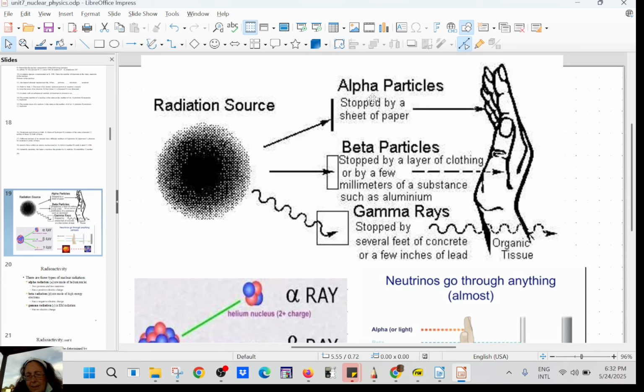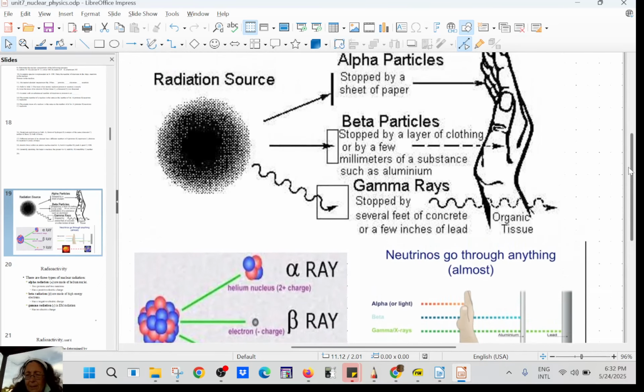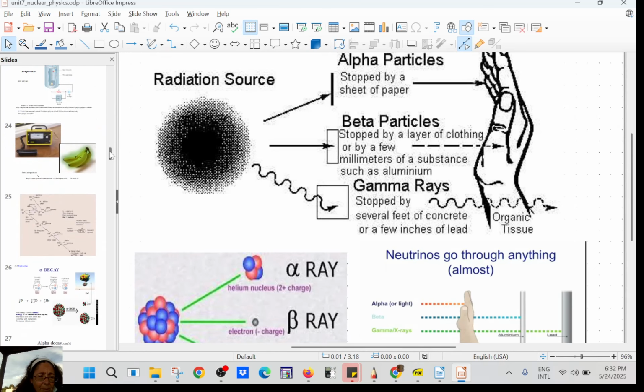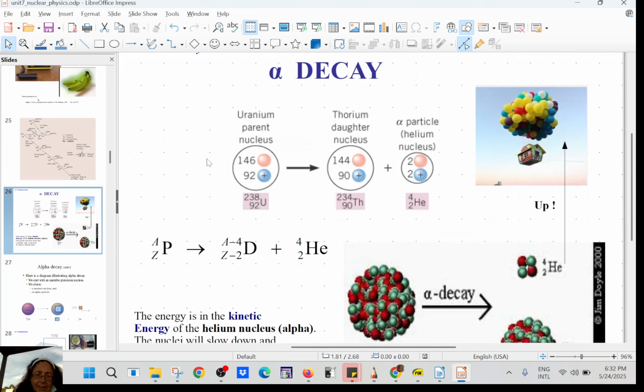So in that case, it's a helium nucleus that is being emitted. Okay. So it's not that dangerous for you because it's going to be stopped by dead skin. So alpha decay, helium nucleus is emitted, right? So let's look here at my slide. You see alpha decay. So for example, you start with uranium-238 and it's going to decay into thorium-234.